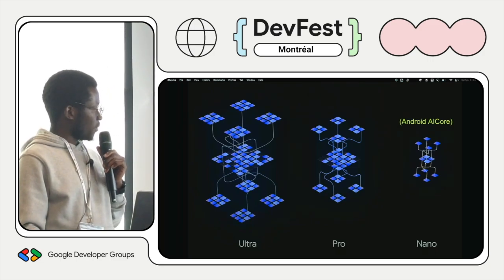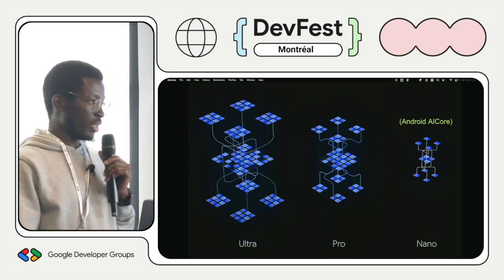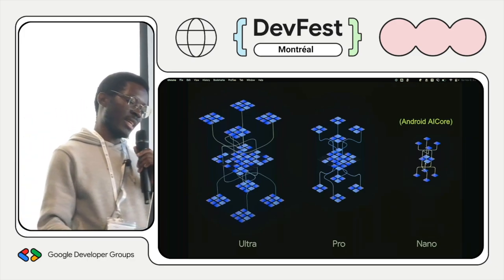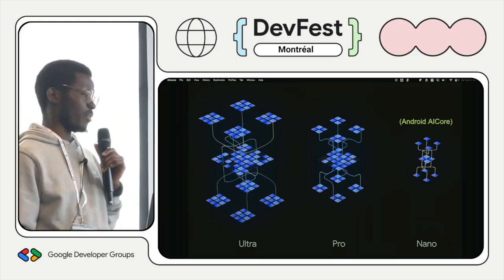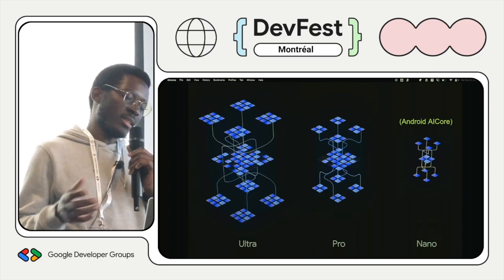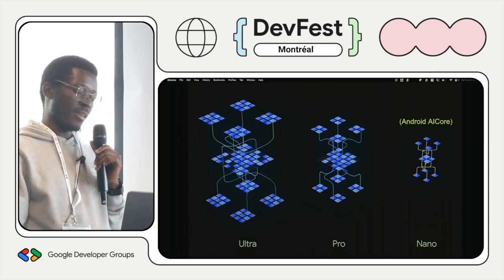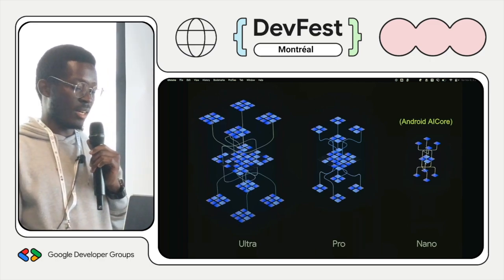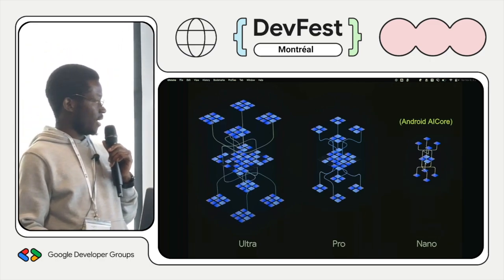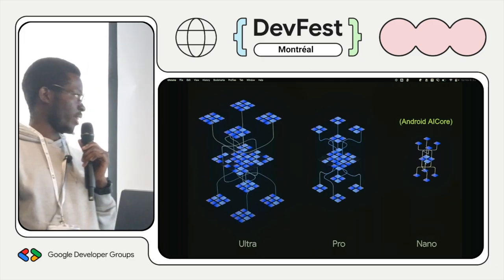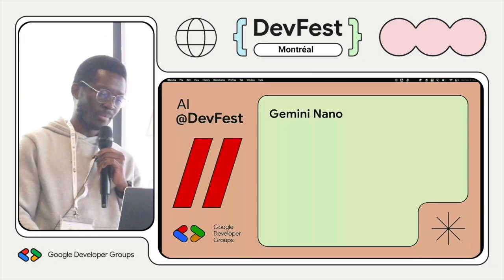When it comes to Gemini, the model is divided into three sizes, if I can say it like that. There is the biggest one, Gemini Ultra, which is big and can be used for a bunch of stuff. There is the medium one, which is Gemini Pro. And the smallest one is Gemini Nano, and we'll talk a little bit about that shortly.